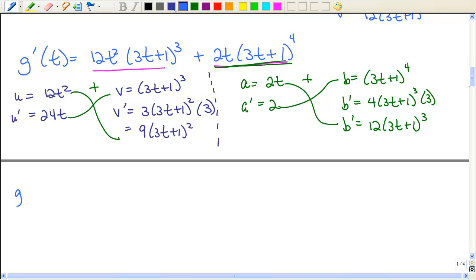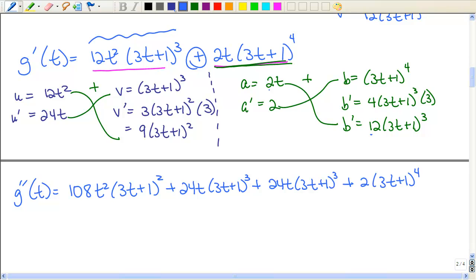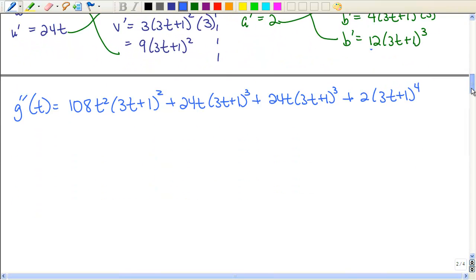So let's see. My second derivative. First half, 12 times 9 is 108. So that takes care of this part. Now I'm on the second part, so I'm going to add because I have adding. So 2 times 12, that's going to be 24t. Now that's my second derivative. It's not wrong, but it's certainly long. So let's see if we can clean this up. That's something we really need to practice.